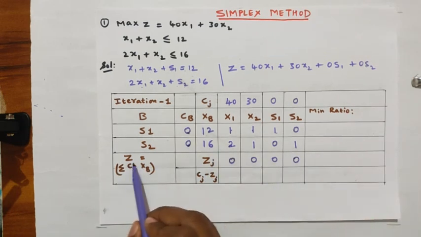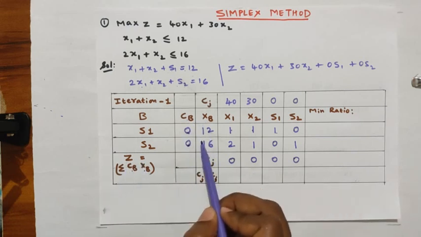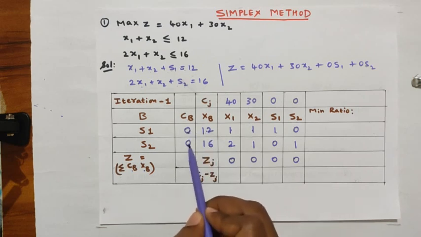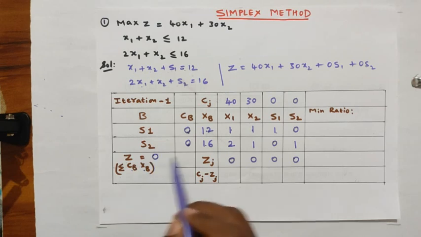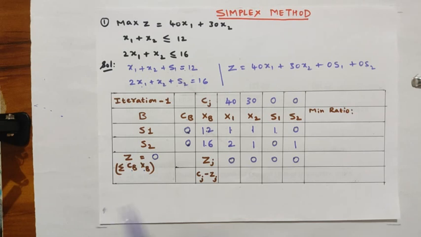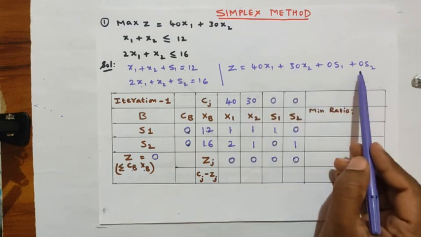And here Z is equals to summation of CB and XB. CB column and XB column, then summation we need to do, like 0 into 12 plus 0 into 16. Here the Z value is 0. And here Cj minus Zj. Here Cj, the objective function coefficients, I have written here: 40, 30, 0, 0.